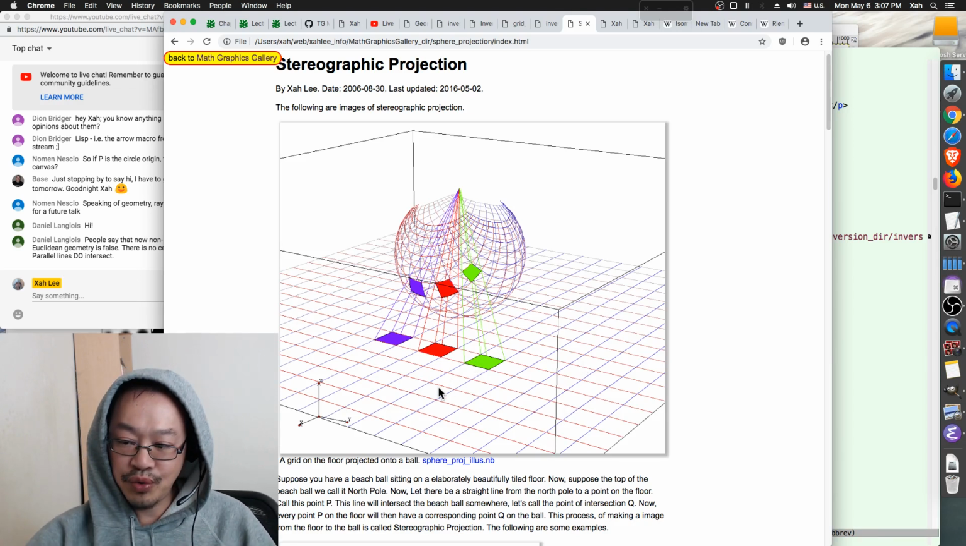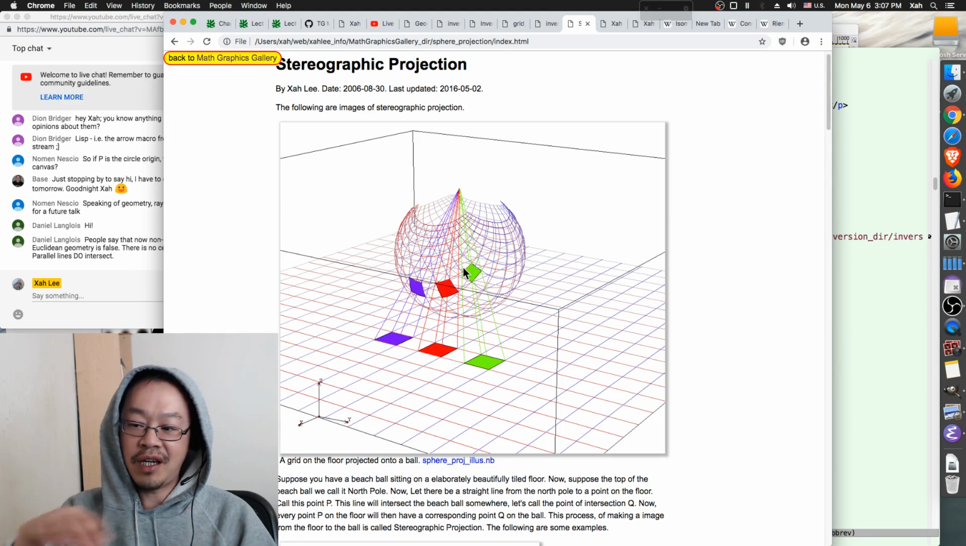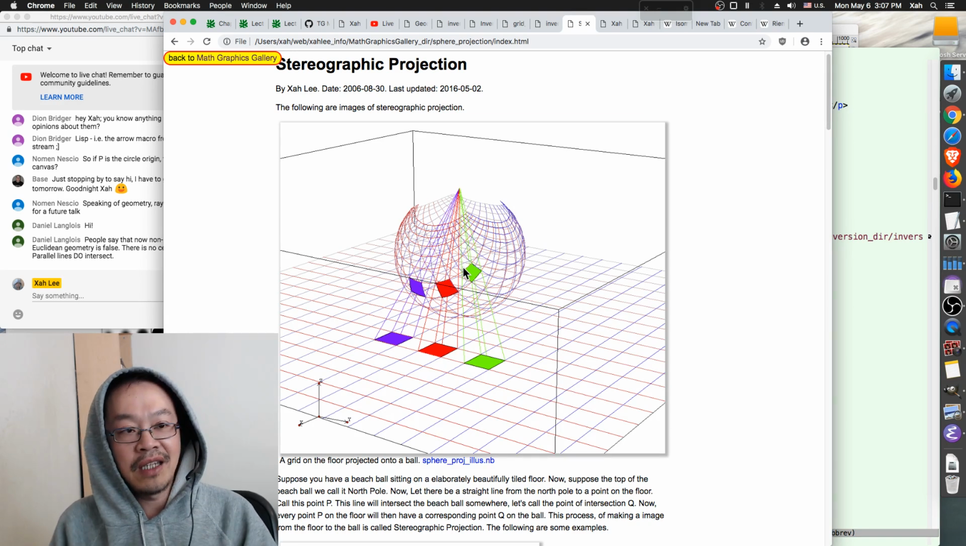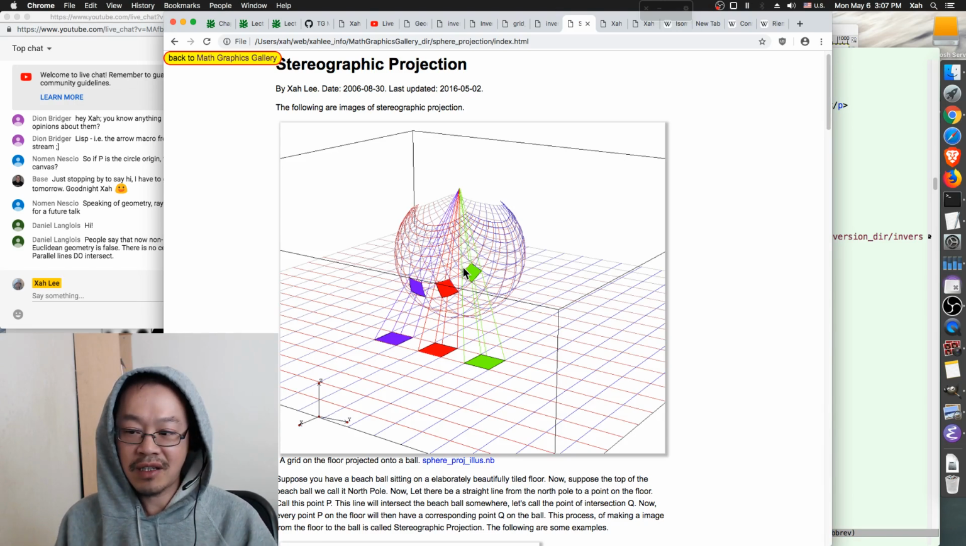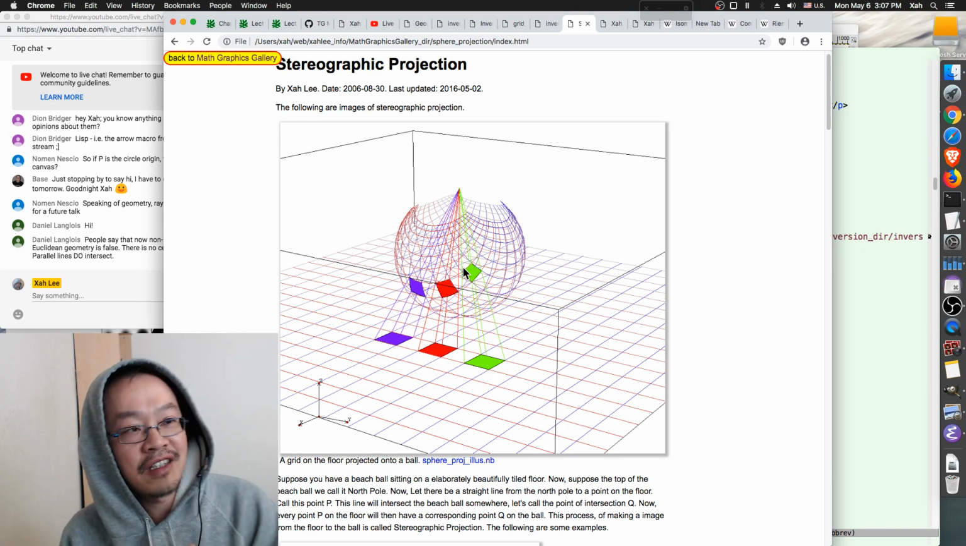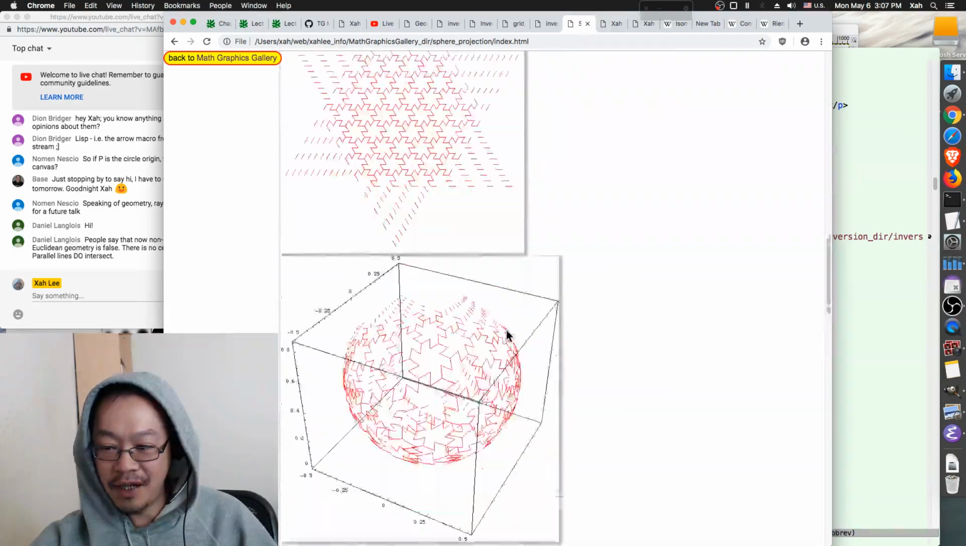Now you can start to draw lines on the plane and see what their image on the sphere is, and vice versa. You can have a circle on the sphere and see what the image on the plane is, and you will find that, in fact, lines and circles are mapped to lines and circles, just like geometric inversion. Lines become circles or lines. Circles become circles or lines, on the sphere or on the plane, if you start to do these.